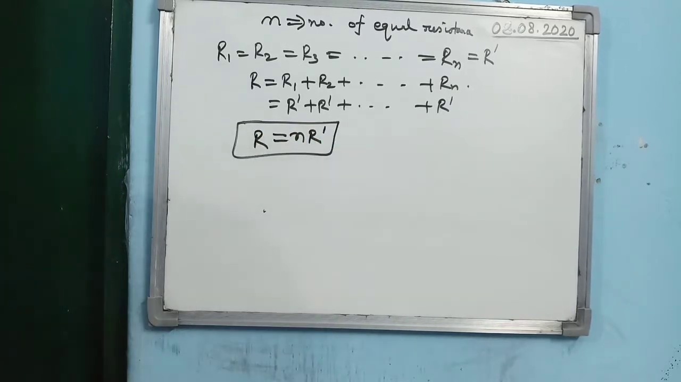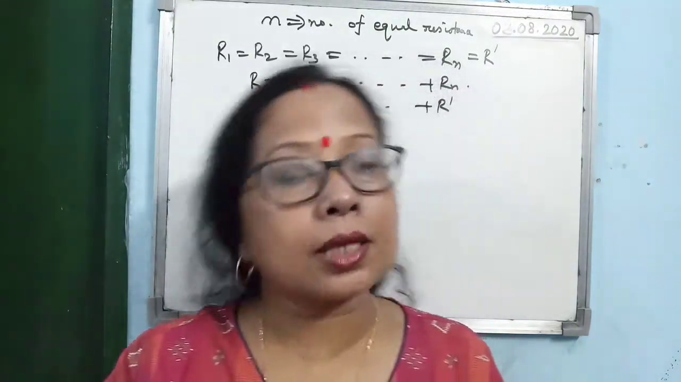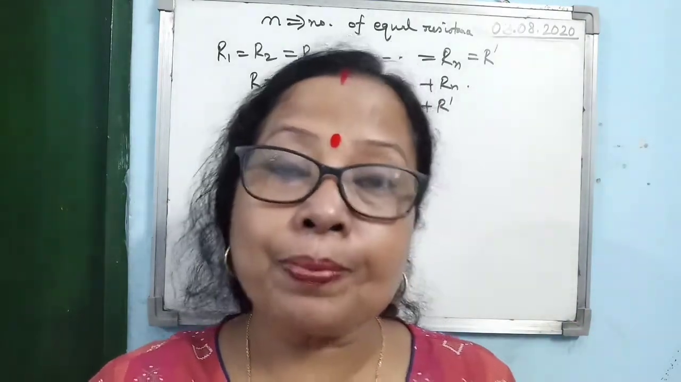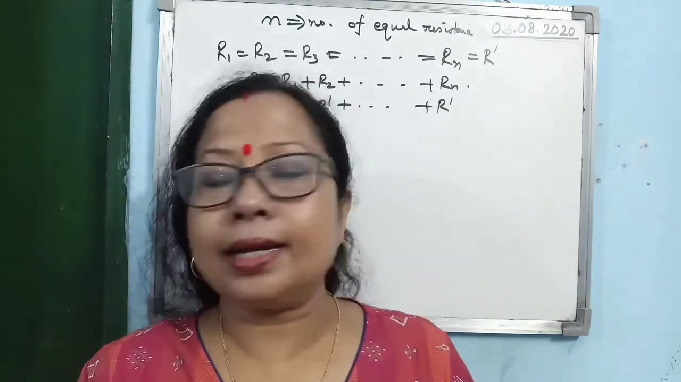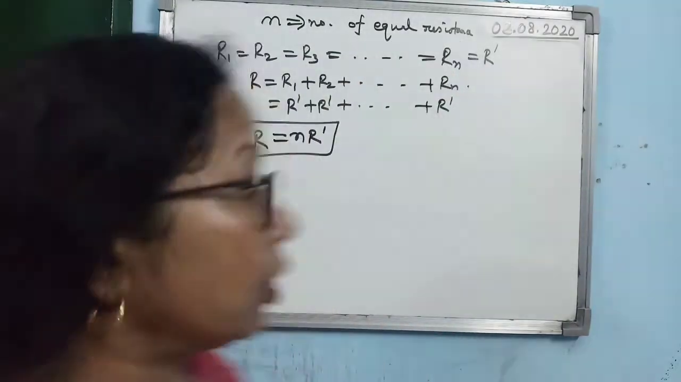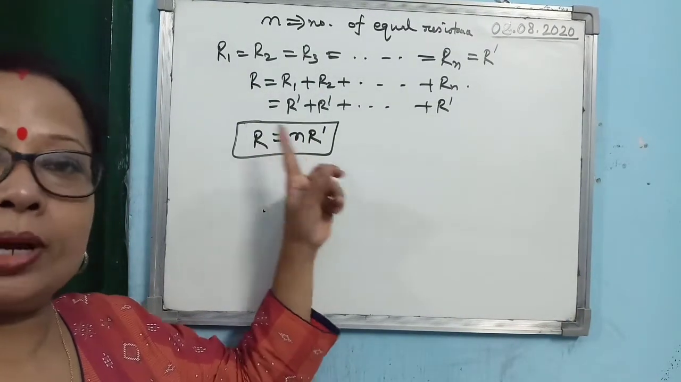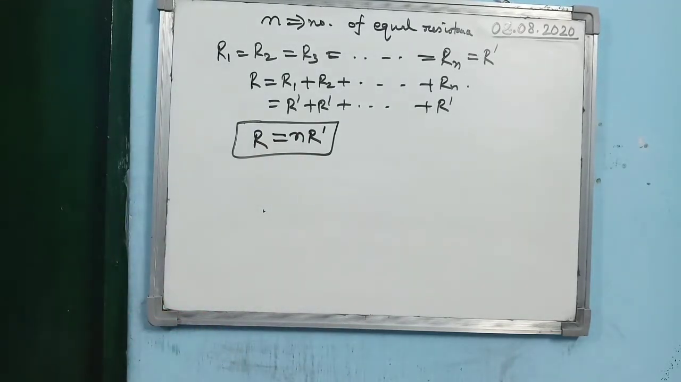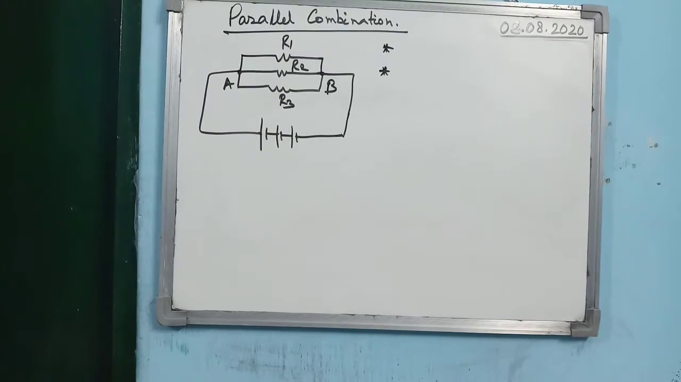So, this is another relation you must remember. How to find out the equivalent resistance for series combination? That you have to add all the resistances, okay? And if there are n number of equal resistances, then it becomes so simple. What will be the equivalent resistance? N times the value of one resistance, okay? N into R dash. And in case of series combination, another point you have to remember, that the current through all the resistances are same.